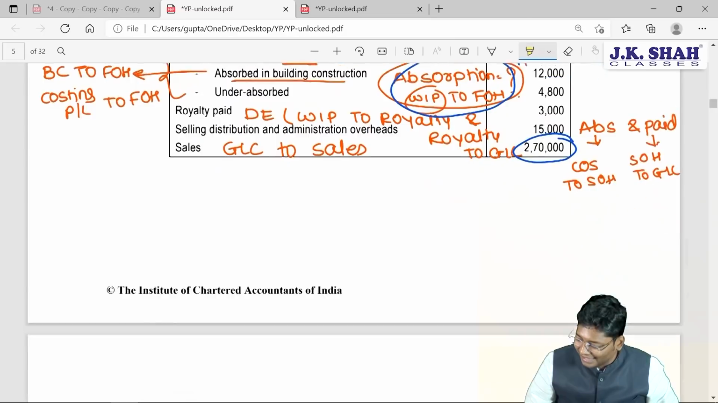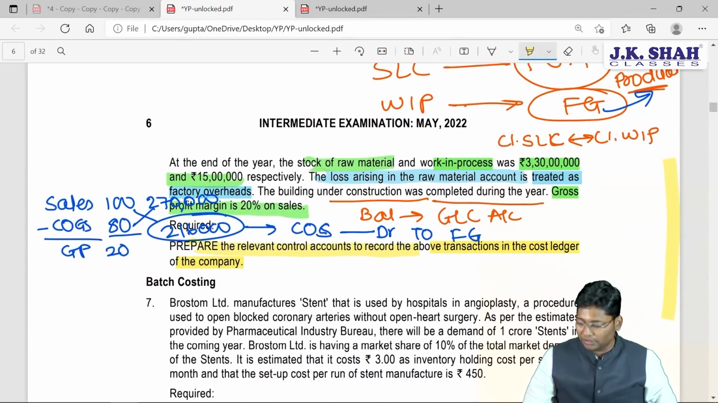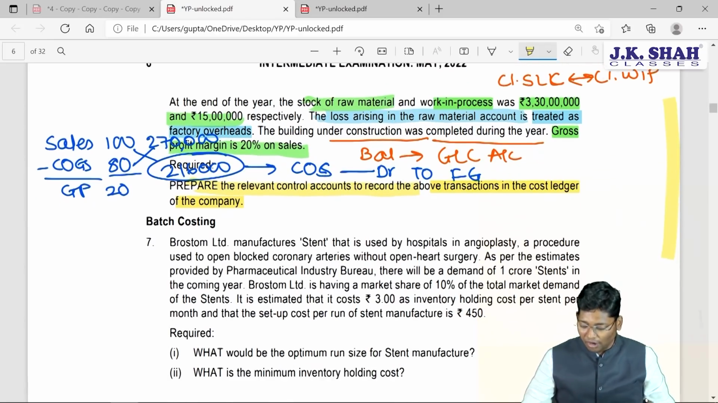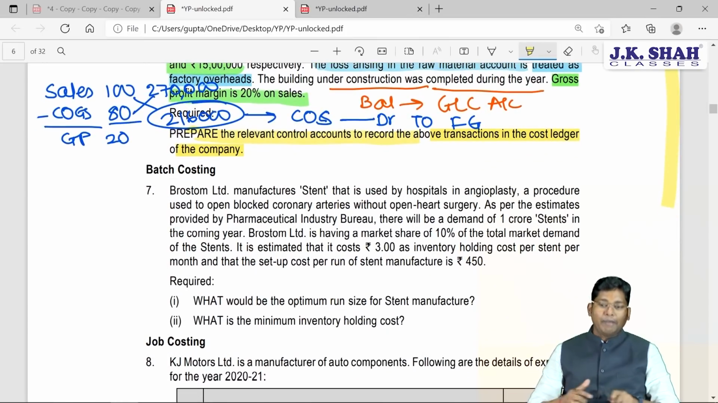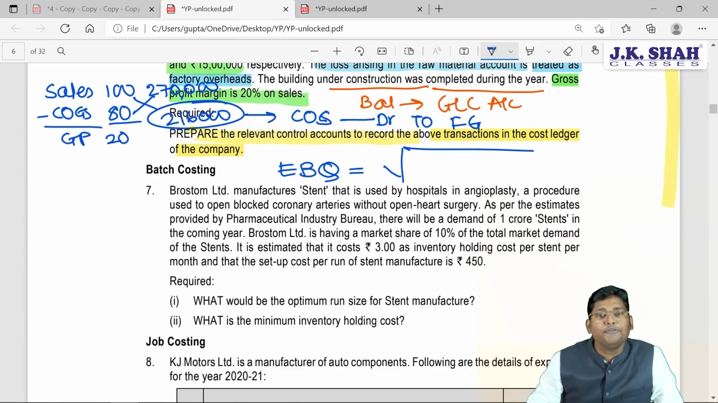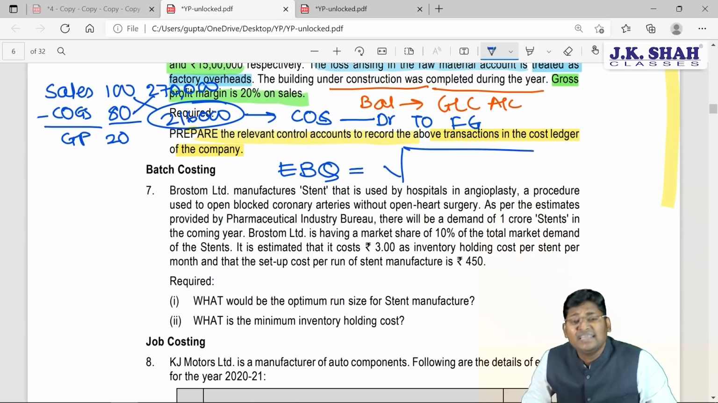So this is a lengthy and huge chapter as far as your exam is concerned, which is going to consume maximum time of yours. So after this, let's start with the next easiest part of batch costing. Now the batch costing chapter covers only one concept, that is economic batch quantity, which is the replica of your economic order quantity. Sir, what is economic order quantity?